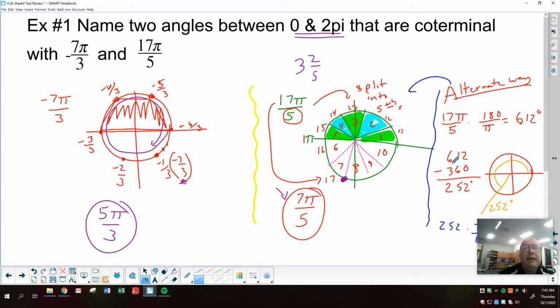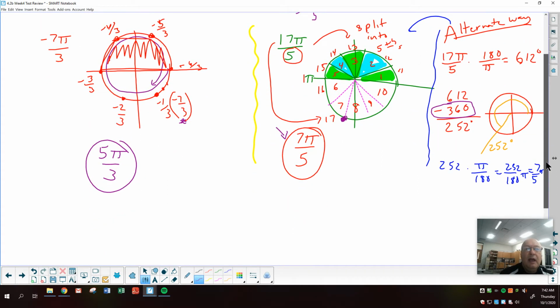So I'm going to take a spin out of it the same way I took a 2 pi out of it. If I take a 360 out of 612, I've got 252. So this orange traversing around the unit circle is 252 degrees. I'm going to slide this down a little bit so you can see all this. Now I just need to convert back to radians. So multiply by pi over 180, and then it's 252 over 180.